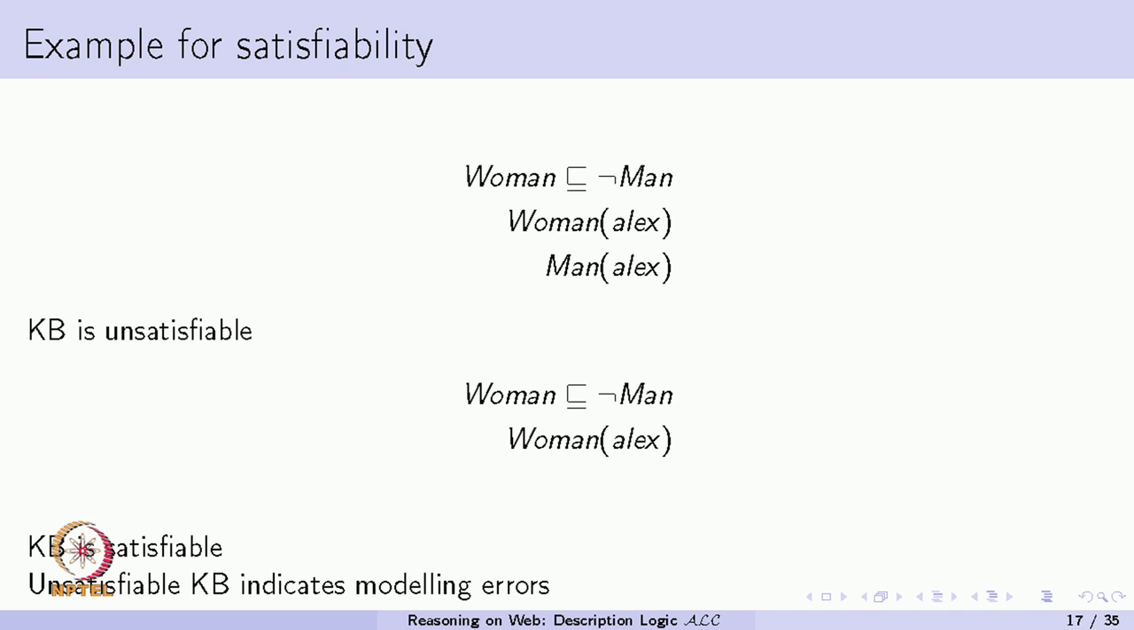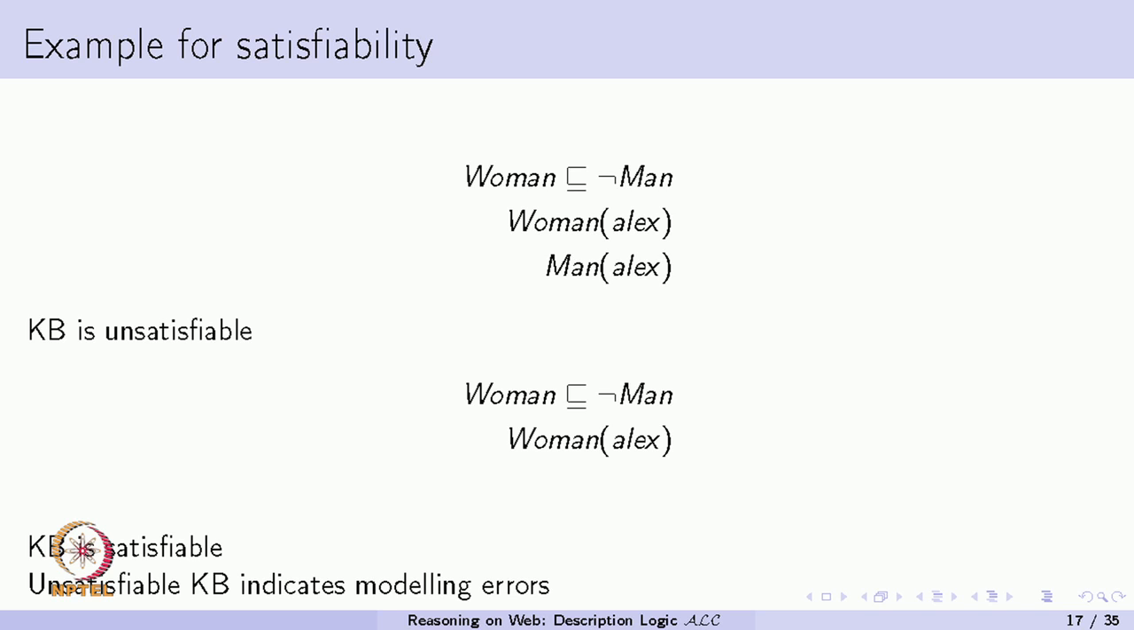So, we are going to be talking about satisfiability. Here are two very small knowledge bases. One says that women are not men, and then we say that Alex is a woman, and then we say Alex is a man. So, obviously, this should be unsatisfiable. I will leave this as a small exercise for you to construct a tableau to show that it is unsatisfiable. The second knowledge base says that women are not men and Alex is a woman. This is clearly satisfiable because there is nothing contradictory in these two statements.